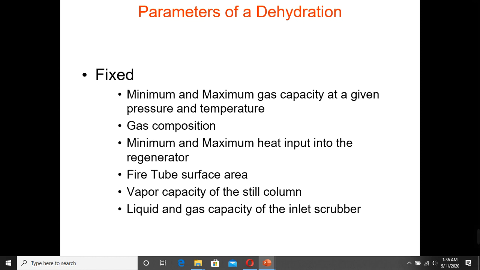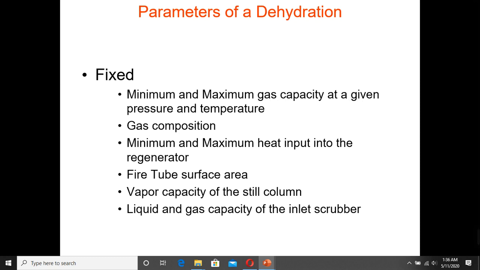Then there are other kinds of fixed parameters, for example, gas composition. The composition of the gas cannot be changed at a particular time. Maybe after some time when the pressure declines, but gas composition usually stays constant. And then the minimum and maximum gas capacity. For example, if you are designing the plant for 10 million standard cubic feet, once you install it for 10 million standard cubic feet, that's it, done.